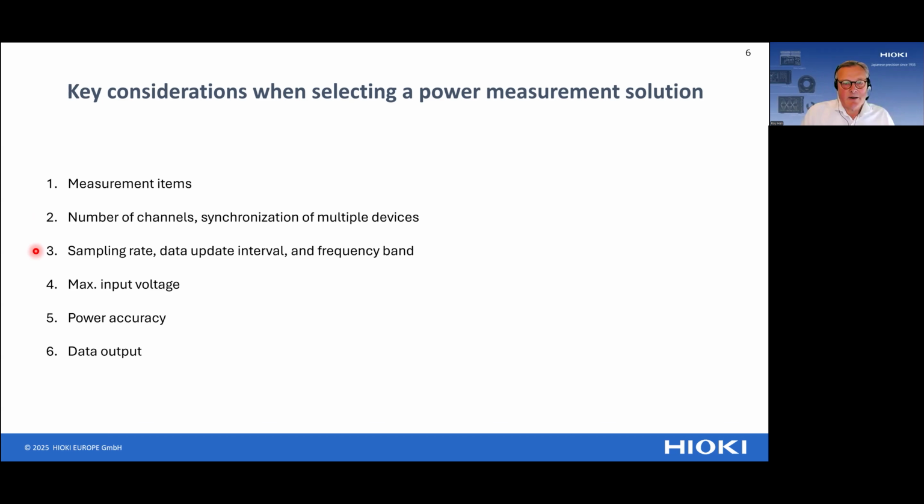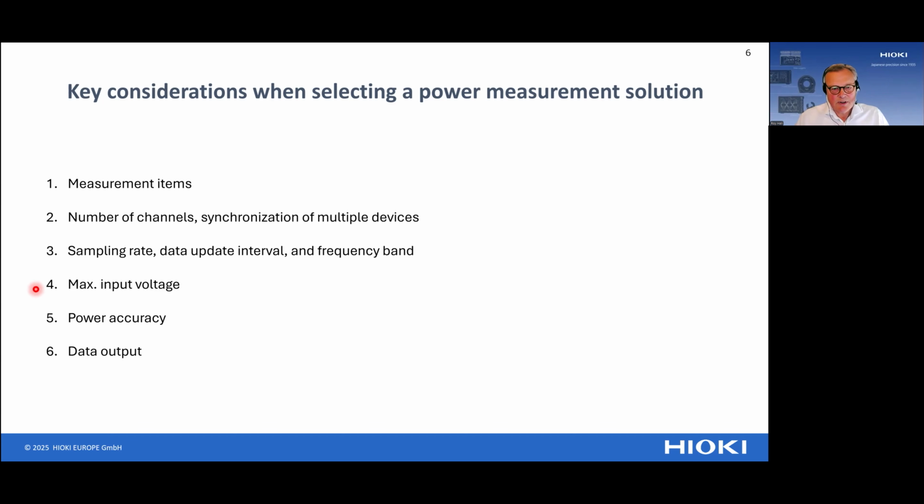Then there is sampling rate, data update interval, and frequency band. Also, depending on your applications, for instance, when you're measuring the output of an inverter with a pulse width modulated signal, then sampling rate and frequency band are very important. But in another situation where, for instance, you're measuring the efficiency of an EV, you're measuring normally only DC, and then these parameters are less relevant.